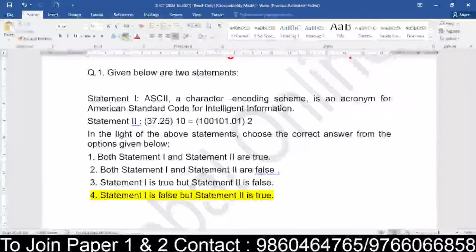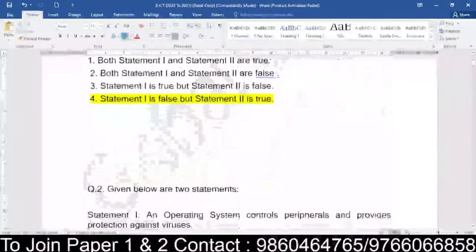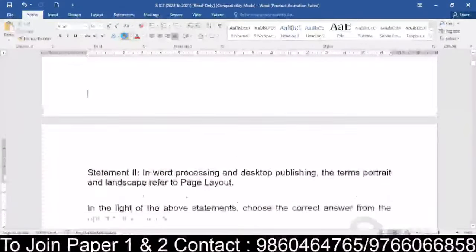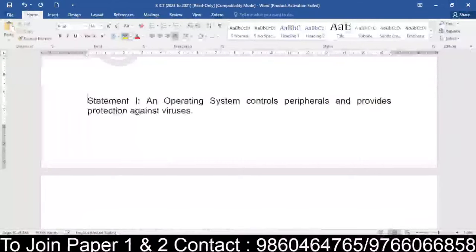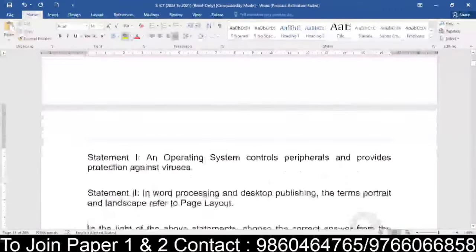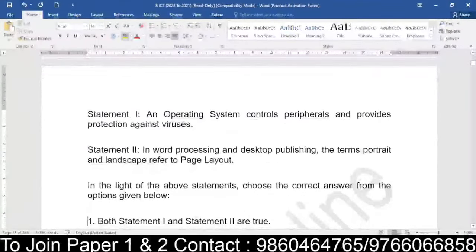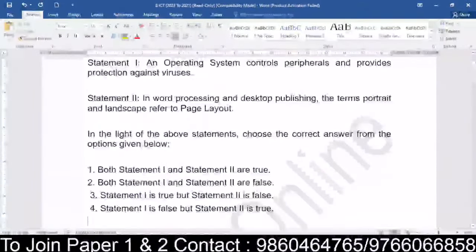Now coming to question number two, everyone. Again we have statement questions only. It is talking about an operating system controlling the peripherals and providing protection against viruses, whereas it is saying that in word processing and desktop publishing, the terms portrait and landscape refer to page layout. Now see, they have given very practical working knowledge. If you are working on PC computers, these things are regularly used, but we may not be very alert. They have converted these statements into questions and put them in front of us.